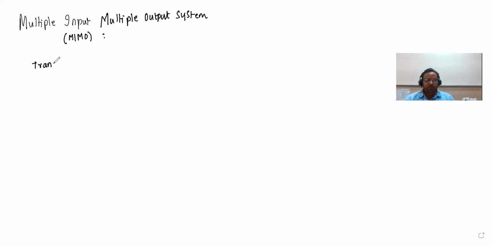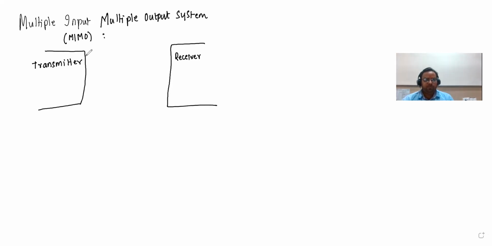In a general communication system, we have a transmitter and we have a receiver. Now in MIMO systems, we have multiple antennas at the transmitter end. That means the transmitter will be transmitting signals through multiple antennas, and at the same time the receiver will also be receiving the signals with the help of multiple antennas.